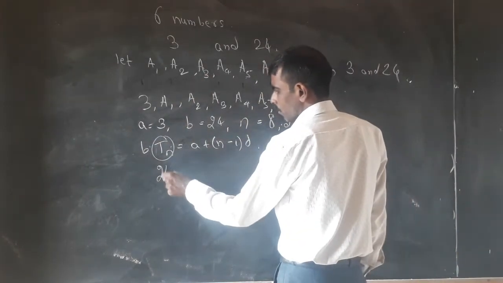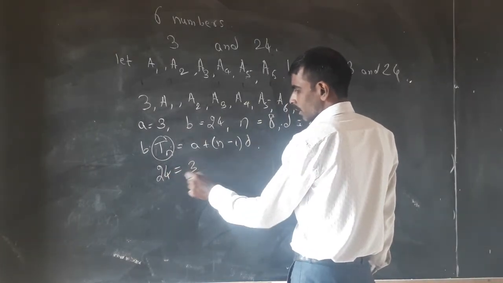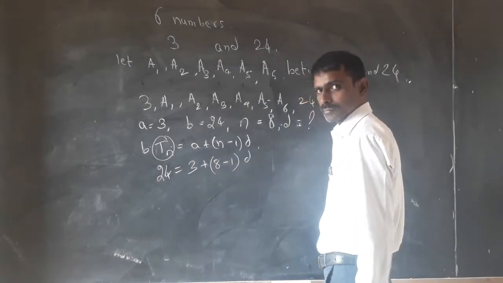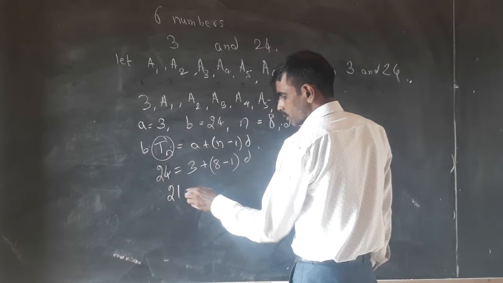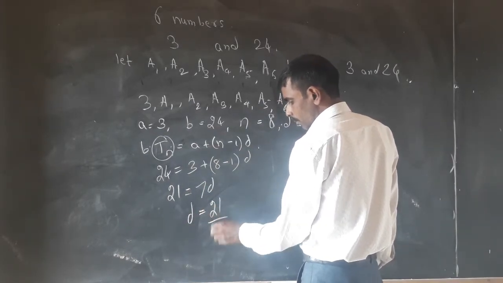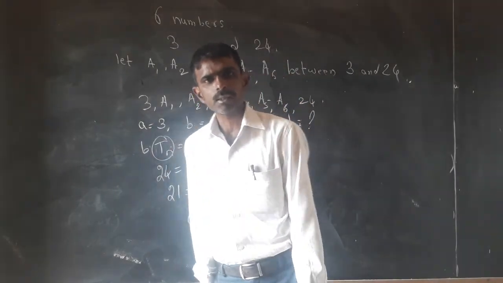So 24 is equal to A, which is 3, plus 8 minus 1 into D. So 21 is equal to 7D. So D is equal to 21 by 7, that is equal to 3. So the value of D is 3.